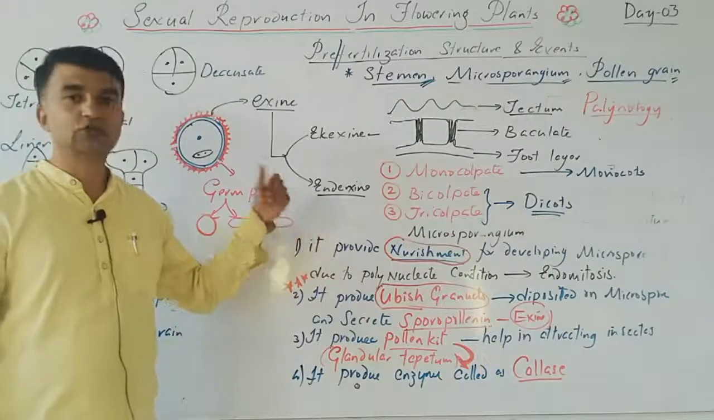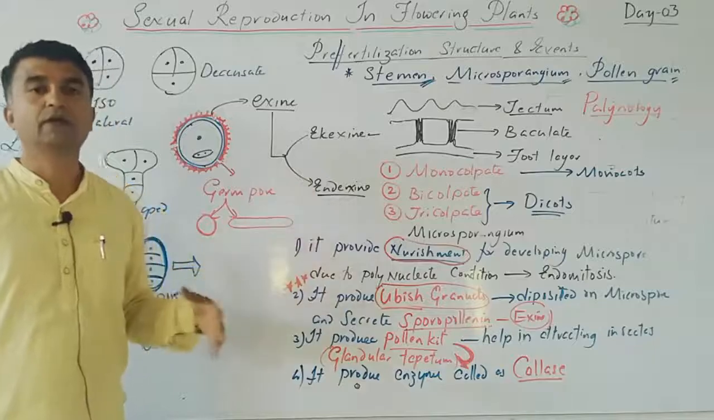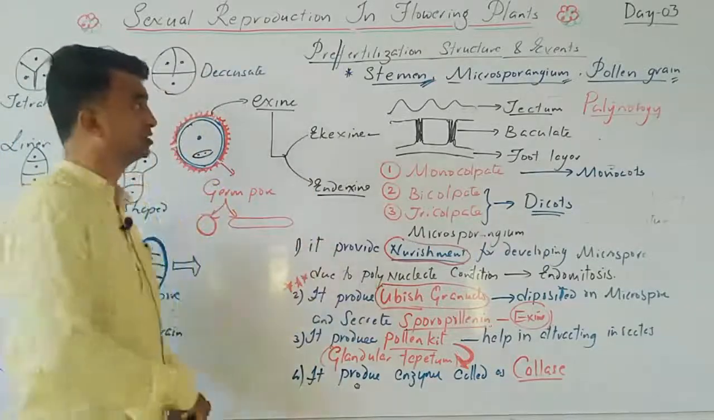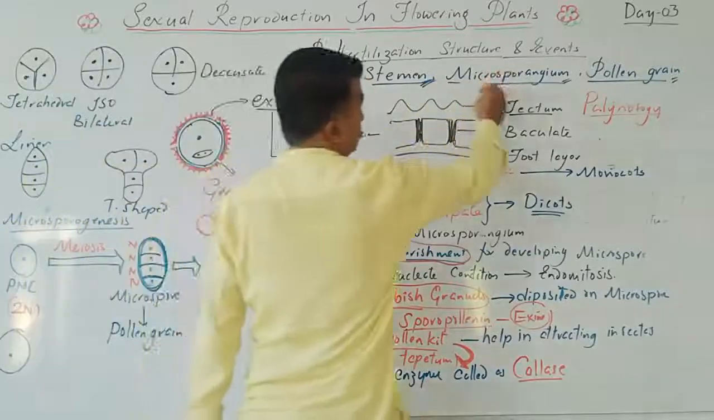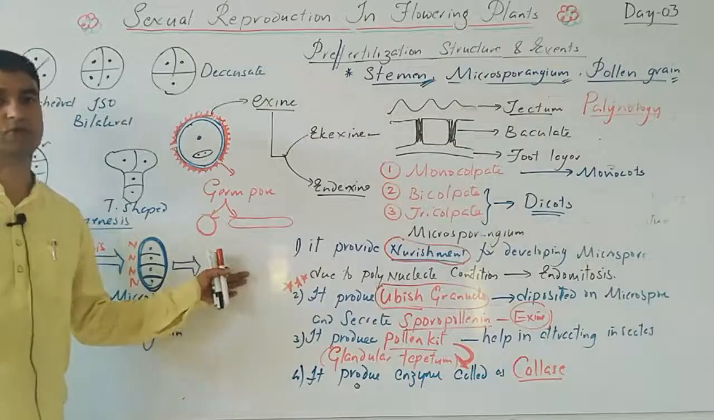After a short pause, we are going to cover the female reproductive part, where the anatropous ovule and the types of embryo sac will be covered. So this is about the stamen, microsporangium and pollen grain. We will continue this class after a short pause.